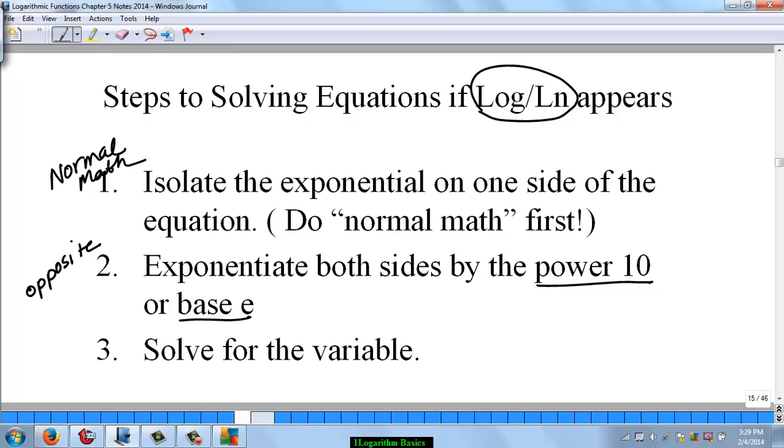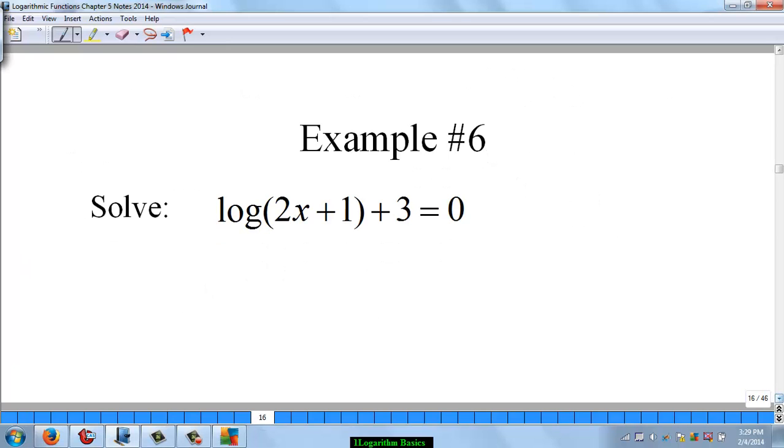So let me show you one so you know what I'm talking about. Here's an equation. I have log already in it. You cannot log a log. So the first thing is I'm going to do normal math and get rid of that 3, put it on this side. So I have log of 2x plus 1 equals negative 3.